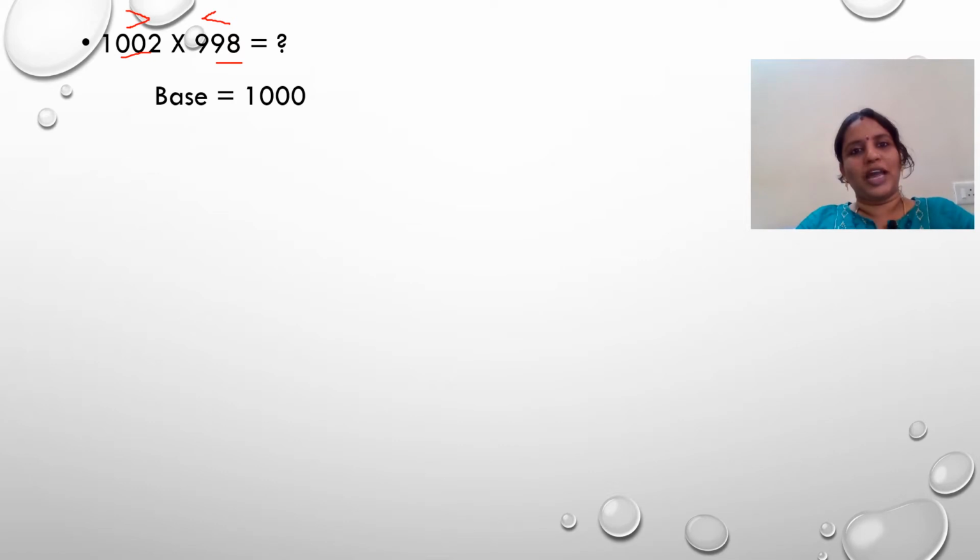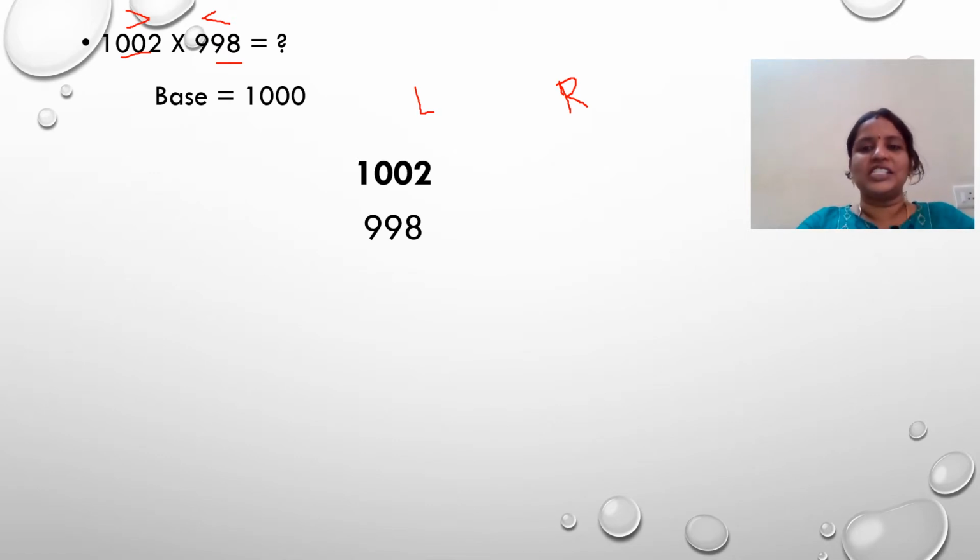I'm going to split my answer into two parts, that is the LHS and the RHS. For my LHS, what do I have to do? I'll be taking the numbers directly. The numbers here are 1002 and 998, so I'm taking the numbers directly. And for the RHS, I have to subtract these numbers by the base. Base here is 1000, so I subtract these numbers by the base 1000. Subtracting, I will be getting 2 and minus 2 as my RHS.